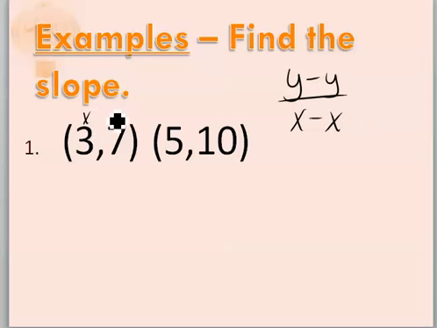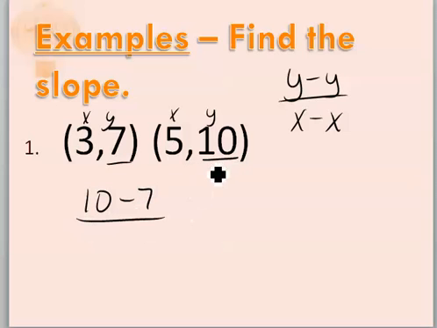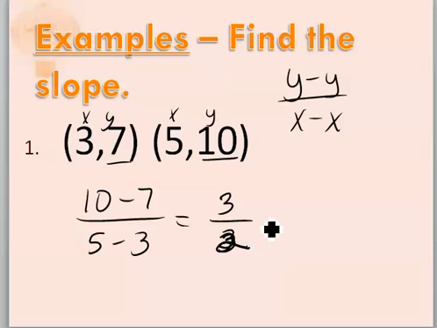So when I look at the y values, I can start with whichever one I want, as long as on the bottom I start with the corresponding x value. So I'm going to do 10 minus 7 on top. Because we started with a y value of 10, we must start with 5 on bottom. 10 minus 7 is 3, 5 minus 3 is 2, and I could either leave it 3 halves or I can make it 1.5. We do prefer 3 over 2 because we will be plugging in these slopes to find some other things.